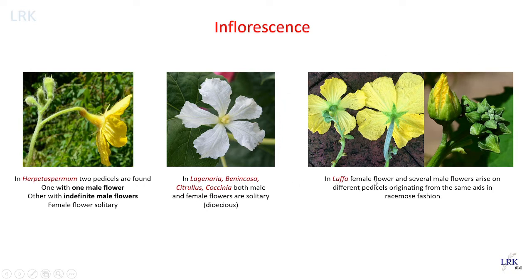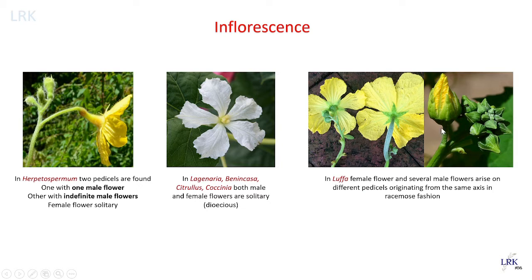And in Luffa, you can see here female flower and several male flowers arise on the different pedicels. You can see this is a female flower and these are a bunch of male flowers. Okay, so these male flowers are arranged in a racemose fashion, that is acropetal succession, and this is solitary. Female flower is solitary, that is it originates singly. Okay, so these flowers arise on different pedicels originating from the same axis. Okay, so this is in Luffa.